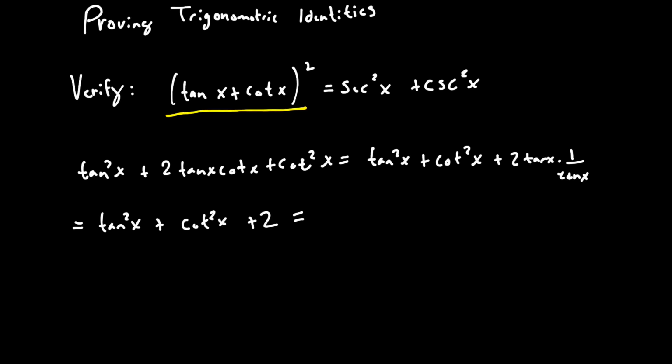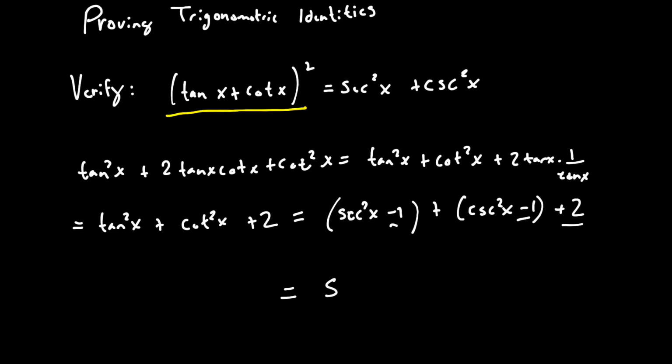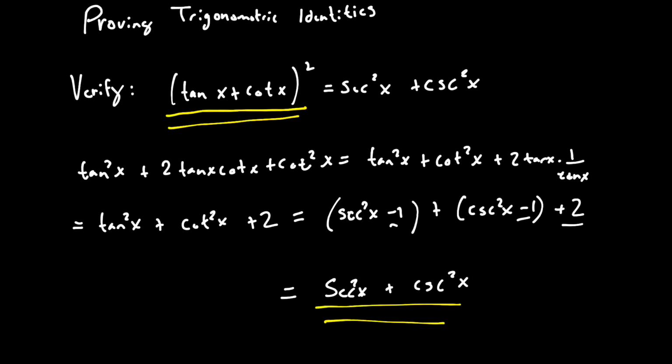This gives us secant squared x minus 1 plus cosecant squared x minus 1 plus 2. And now we see this -1, -1, and 2 cancel out, and we get that secant squared x plus cosecant squared x. And we just showed that the left-hand side of our equation is in fact equal to the right-hand side using different trig identities. So we're done.